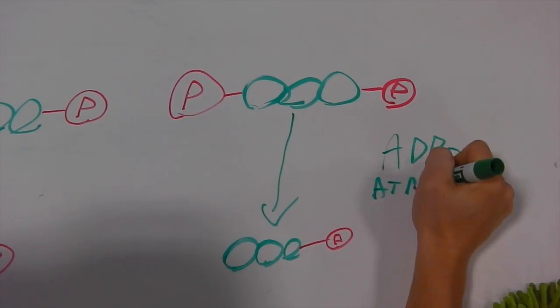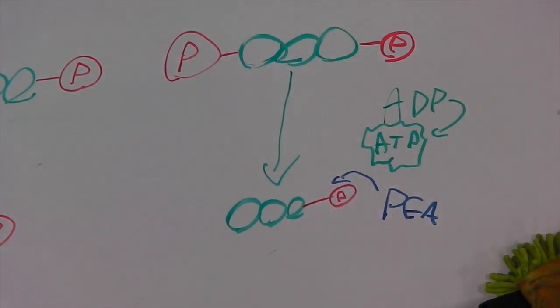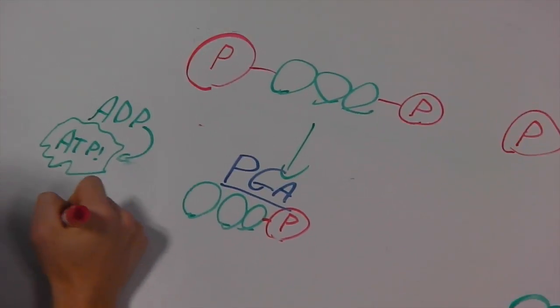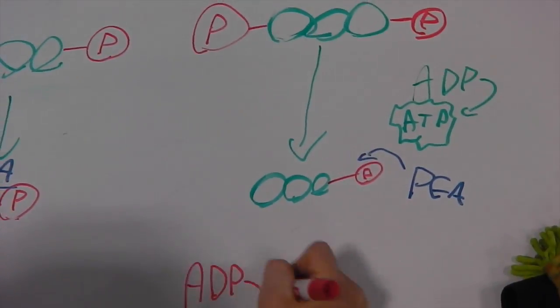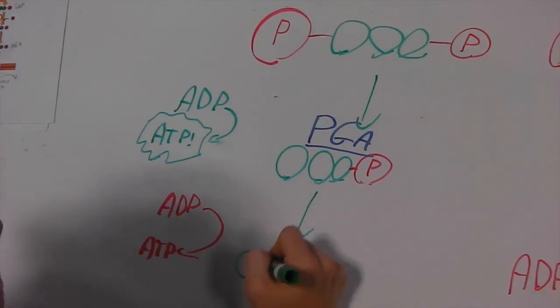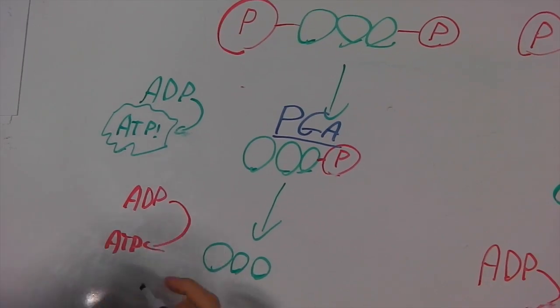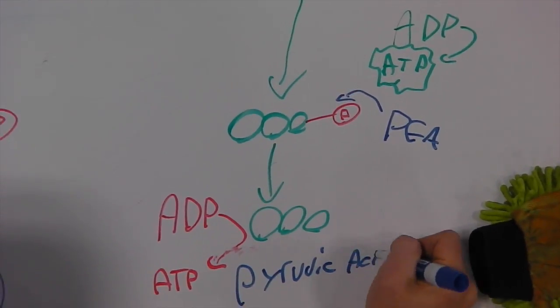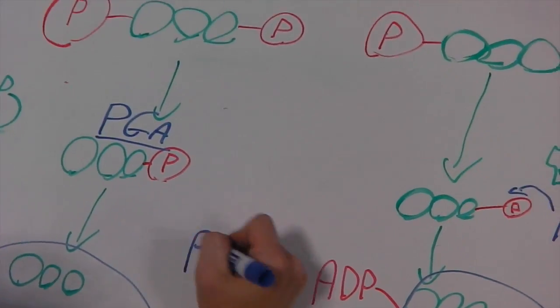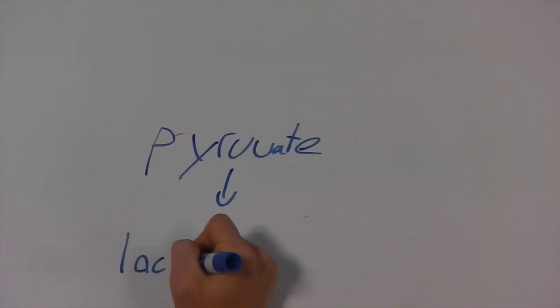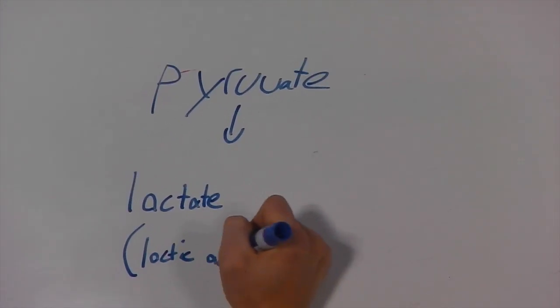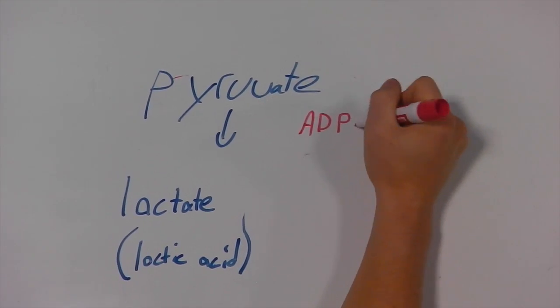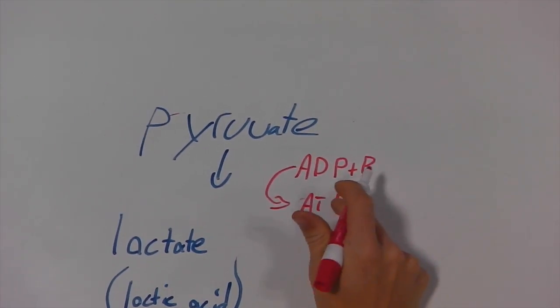After that happens, both of these PGAs then get another ADP that comes in and takes away the phosphate, so they are left with only 3 carbons. That creates a total net of 2 ATP, and this 3 carbon compound is called pyruvic acid or pyruvate. These 2 pyruvate can make lactate or lactic acid if another ADP comes in and takes away another phosphate.